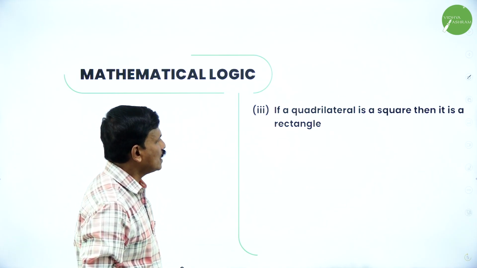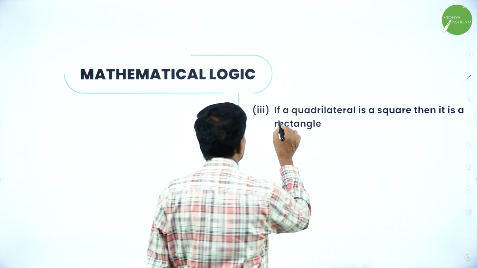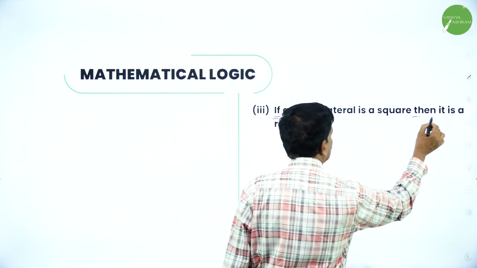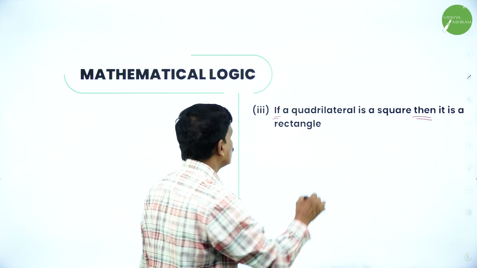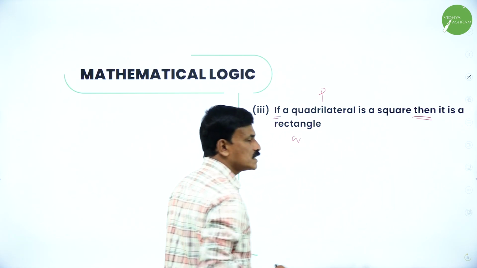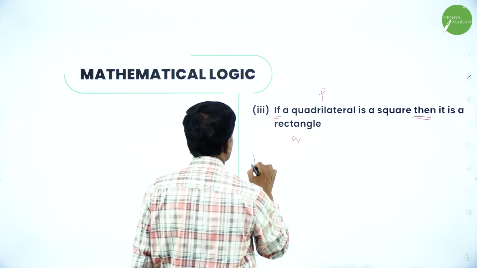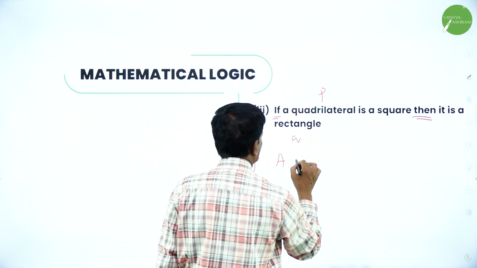If a quadrilateral is a square, then it is a rectangle. So it is again a conditional statement. If then means it's a conditional statement. Consider this as P and this as Q. What is Q? It is a rectangle. Listen. Now let us take P. Consider P as a quadrilateral is a square.